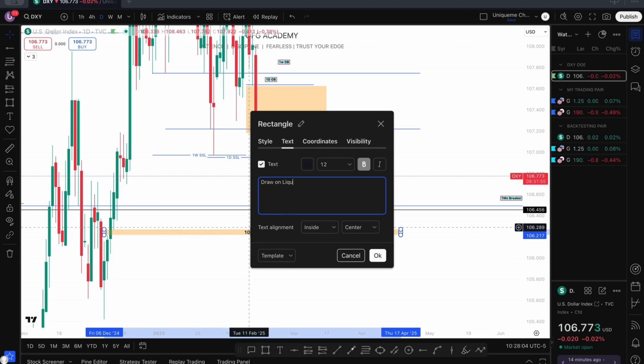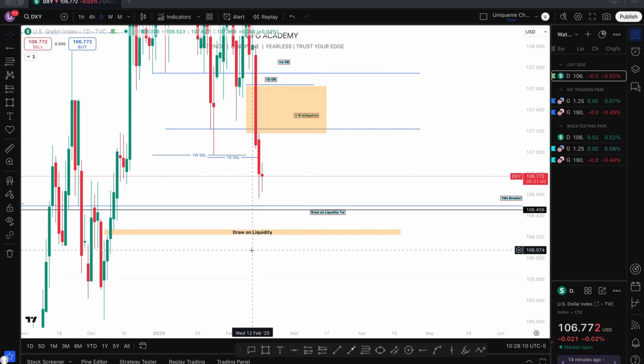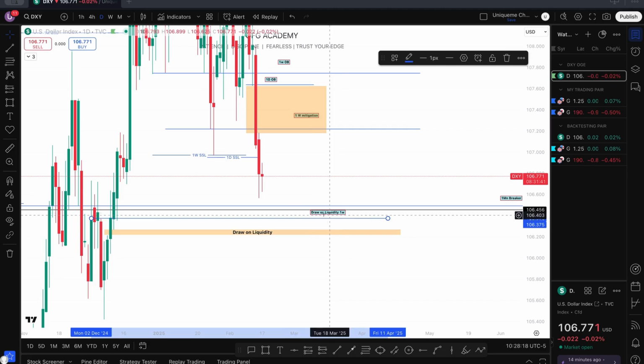Draw on liquidity. You can see why ICT is very easy and very simple. Draw on liquidity. Fair value gap. And what do I have here? I have an OB here. Also draw on liquidity from 1 day chart.